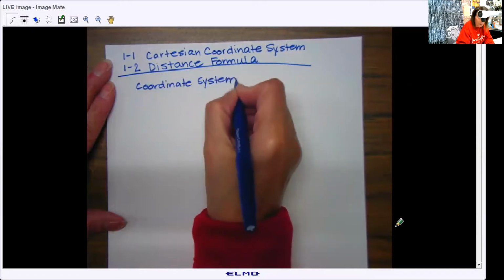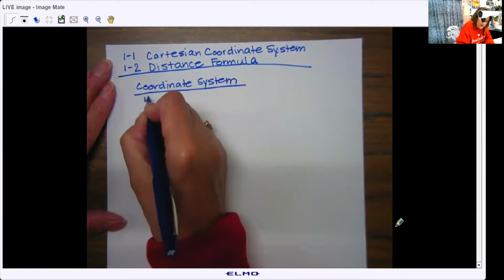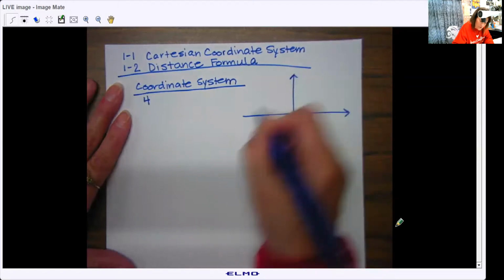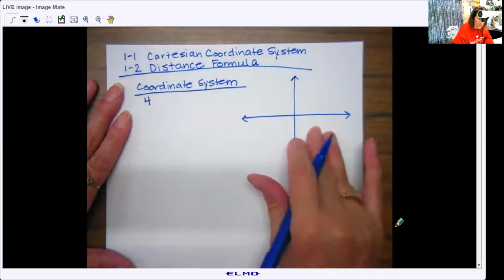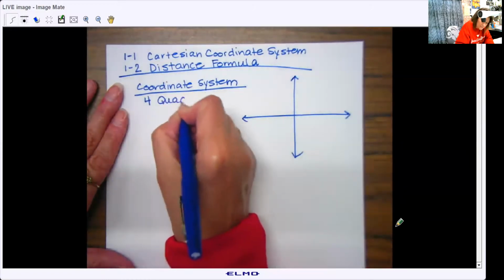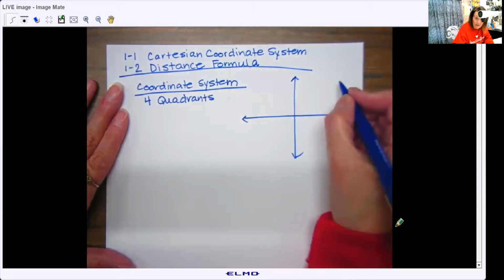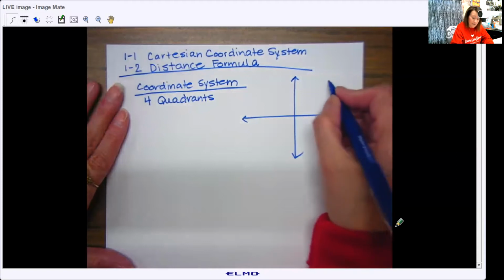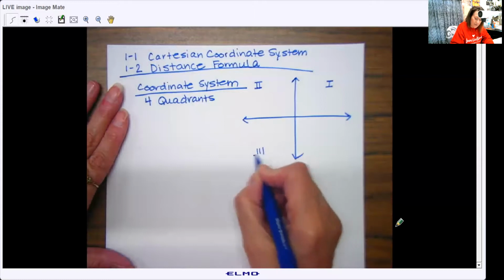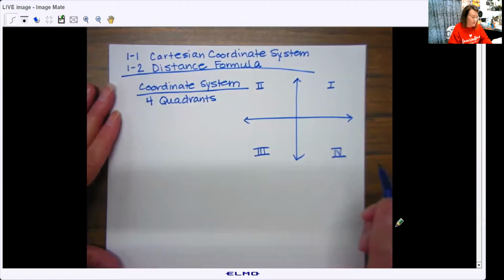This is the system you've been graphing on since 5th grade. Recall there are 4 sections. When you make a Cartesian coordinate system, it divides the plane into 4 different regions, and those regions are called quadrants. The way they're named is that this is quadrant 1, this is quadrant 2, this is quadrant 3, and this is quadrant 4, and generally they're named with Roman numerals.